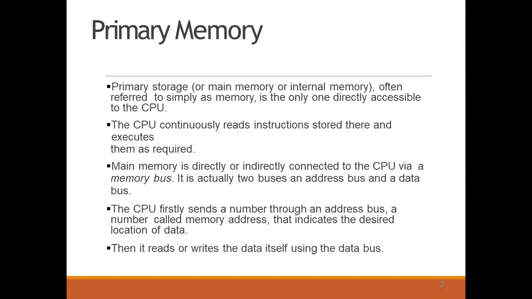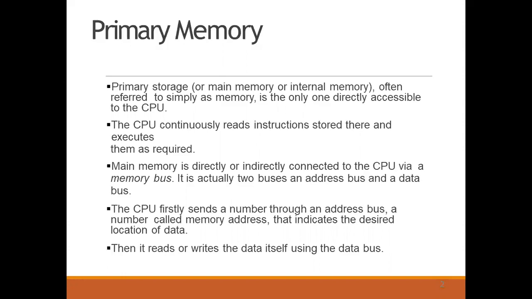Now what is primary memory? The primary memory, which we can also say is the main memory or the internal memory, often referred to simply as memory, is the only one directly accessible by the central processing unit. The CPU continuously reads instructions stored there and executes them whenever they are required.